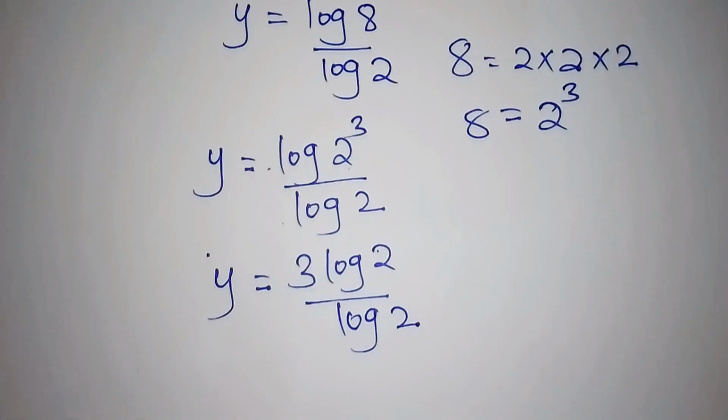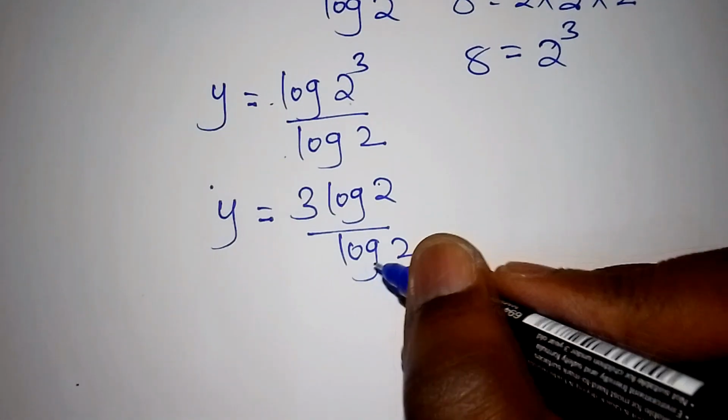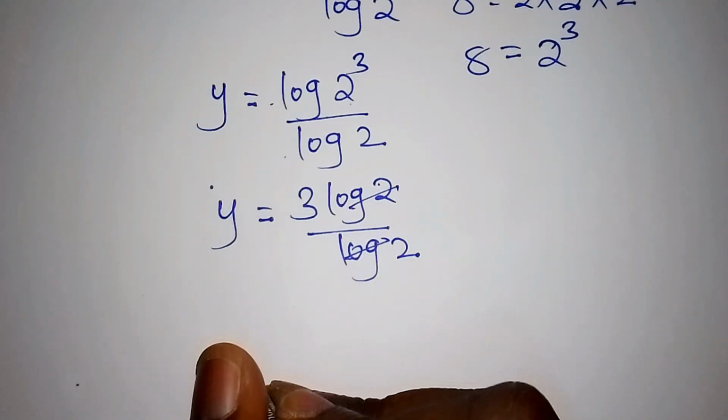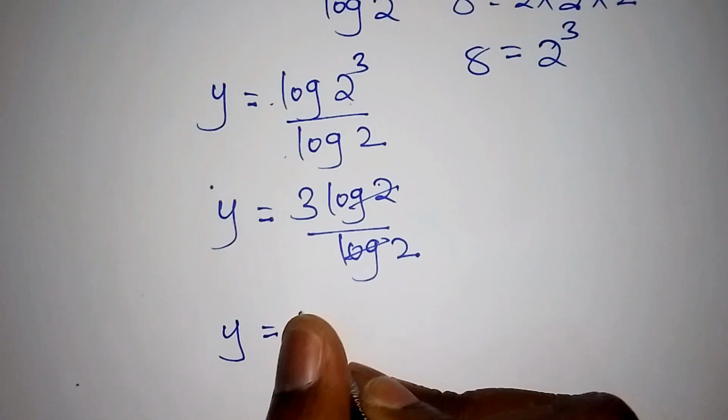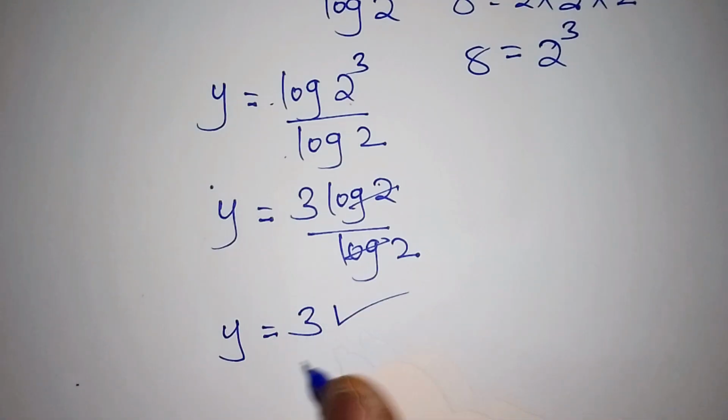From there now we shall simplify. That is, log 2 and log 2 shall cancel. So now our value for y is equal to 3. So now our answer is equal to 3.